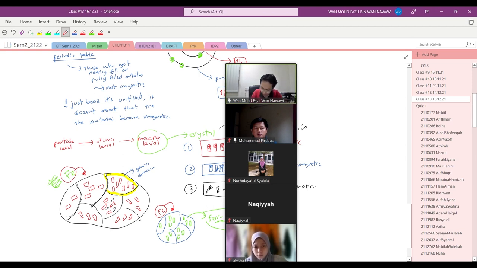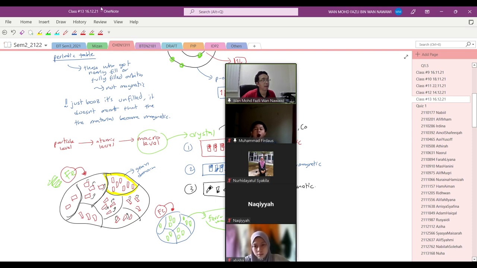And then when this realigns, it will cause a chain reaction to this. This also will try to align, try to align to one direction when you do like this. So that's why iron like this, if you have a magnet, you try to do like this, this becomes magnetic also. Because what you do by doing that is basically you try to change the direction of this tiny magnet inside the metal.